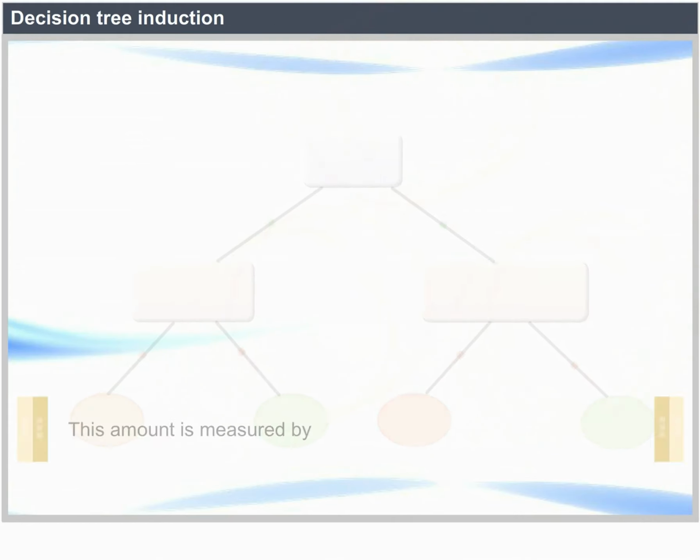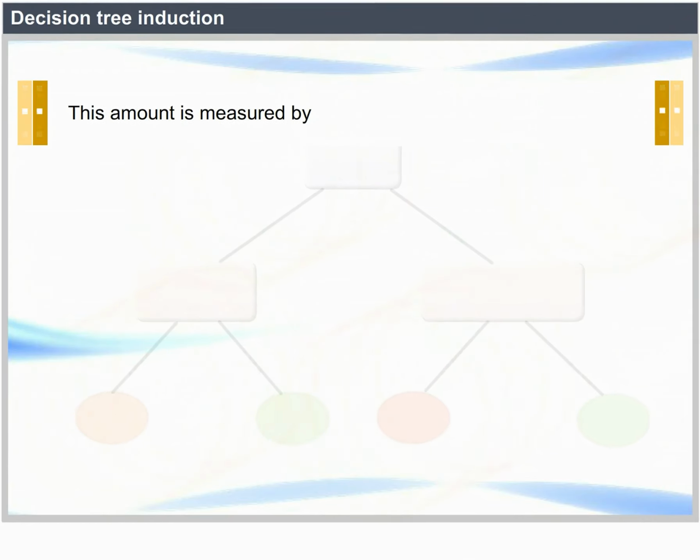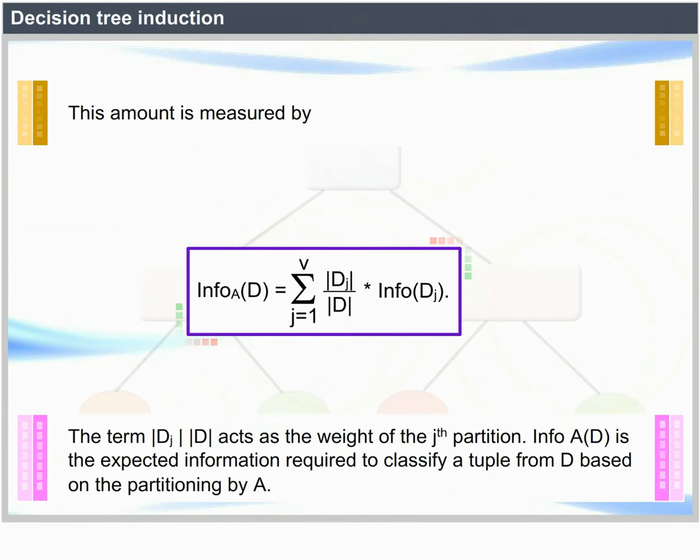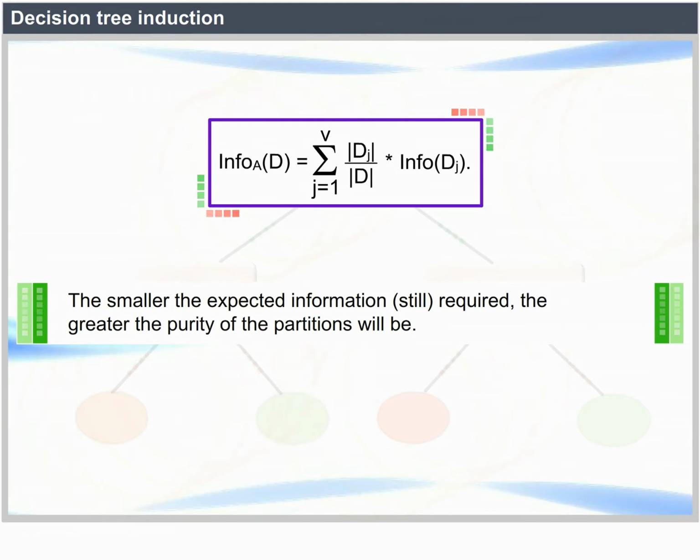This amount is measured by InfoA(D) equals summation of j equals 1 to v, |Dj| divided by |D|, times Info(Dj). The term |Dj| divided by |D| acts as the weight of the jth partition. InfoA(D) is the expected information required to classify a tuple from D based on the partitioning by A. The smaller the expected information still required, the greater the purity of the partitions.